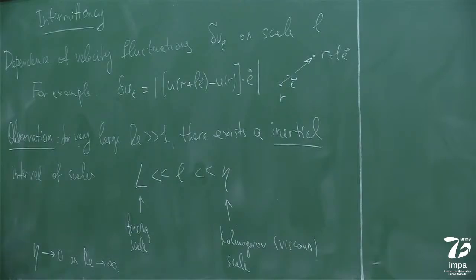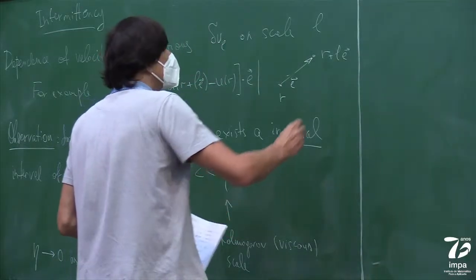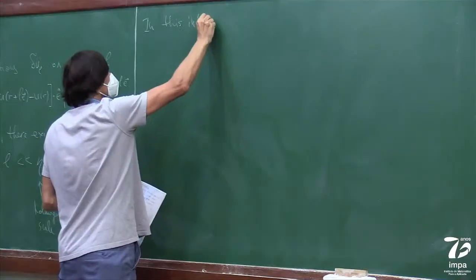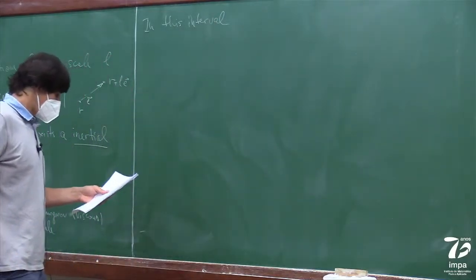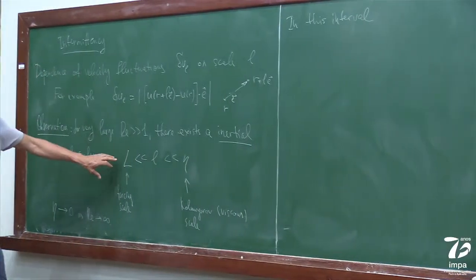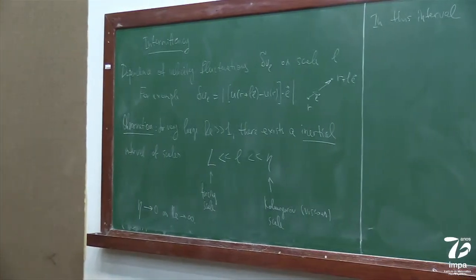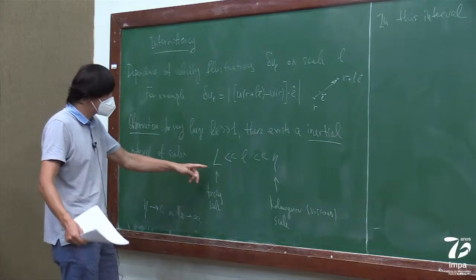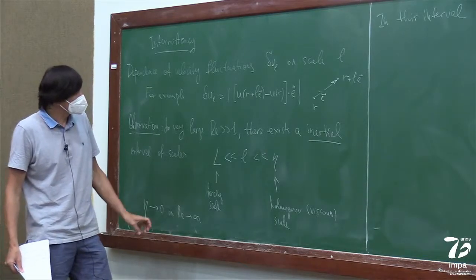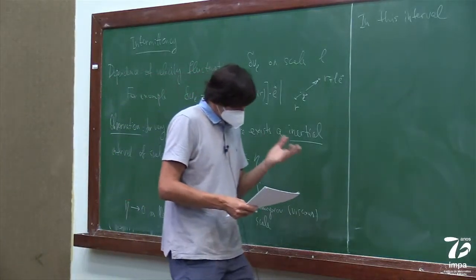So in this interval, clearly at the scale capital L, everything is very non-universal. It depends on how you force the system. So if you use a big spoon or a small spoon in a cup of coffee, everything will depend on it. But it turned out that at smaller scales, everything becomes universal, and universal in a special way.